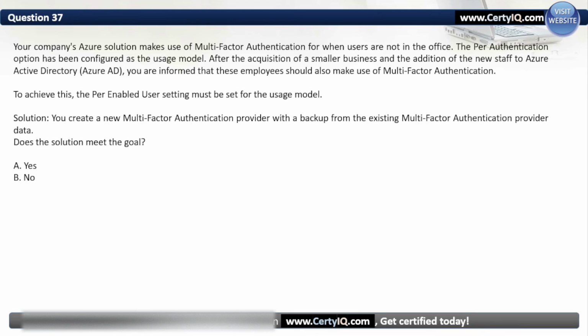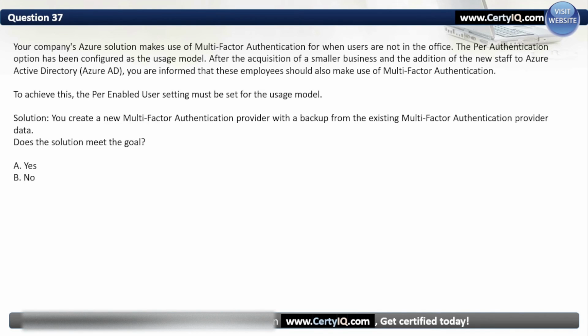Your company's Azure solution makes use of multi-factor authentication for when users are not in the office. The per authentication option has been configured as the usage model. After the acquisition of a smaller business and the addition of the new staff to Azure AD, you are informed that these employees should also make use of multi-factor authentication. To achieve this, the per-enabled user setting must be set for the usage model. Solution. You create a new multi-factor authentication provider with a backup from the existing multi-factor authentication provider data.